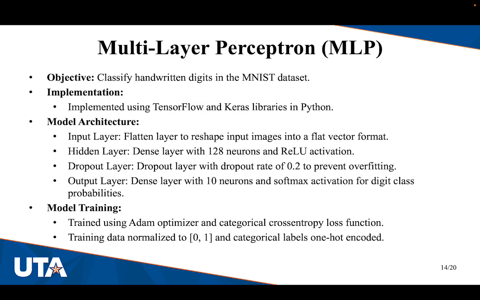The next model is MLP, and this model also has several layers and more complicated features, and we have an input layer, hidden layer, dropout layer, and output layer. In this model also we use different activation functions and different numbers of neurons, and we also use a dropout rate of 0.2 to prevent overfitting.